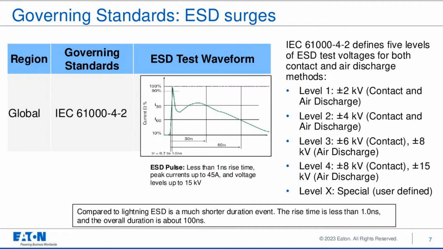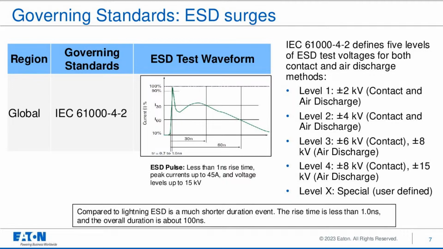For ESD, the common governing standard is IEC 61000-4-2. The waveform defined in this standard consists of an ESD pulse with a 0.7 to 1 nanosecond rise time and peak current and voltage up to 445 amps and 15 kilovolts.